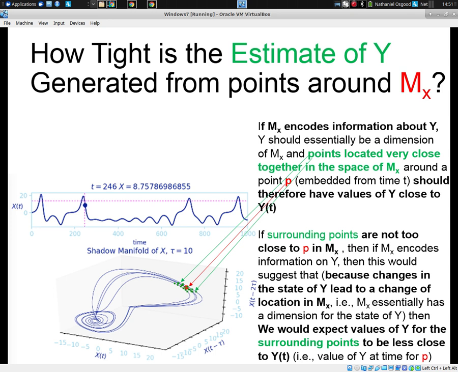And in particular, if we consider the value of Y at time t, Y of t, which is contemporaneous with this X of t, they should all have similar values of Y. The nearby points to the state space vector reconstructed at time t should all have values of Y similar to Y of t. Look, if this shadow manifold is capturing the state of the system that's affecting X, and we know the value of Y for one of those points, call it the point at time t, we know the value of X at that time, X of t, and we know the value of Y at that time, Y of t.